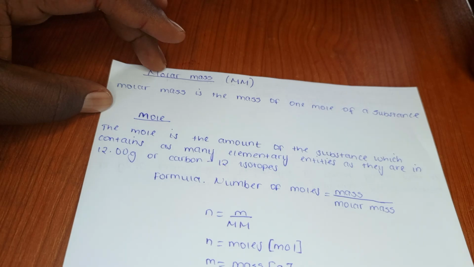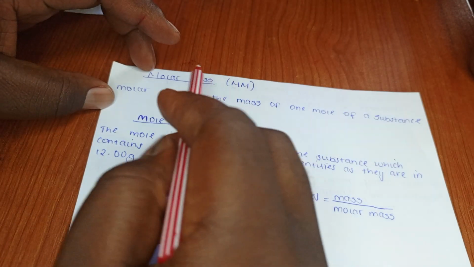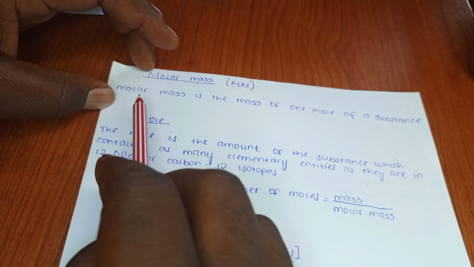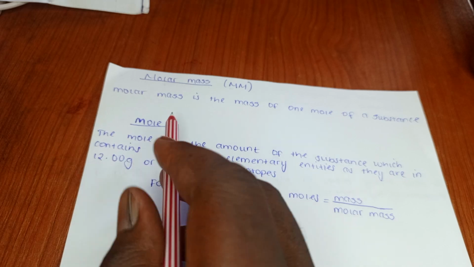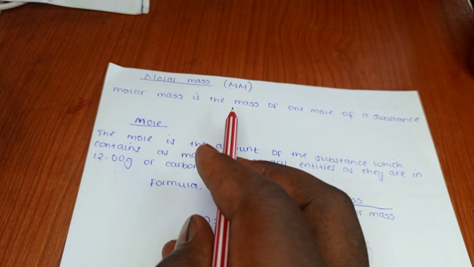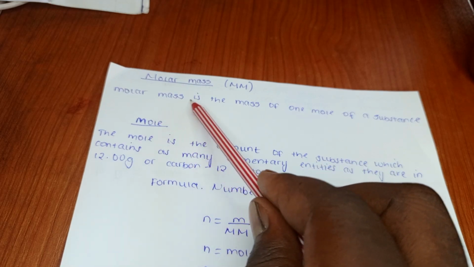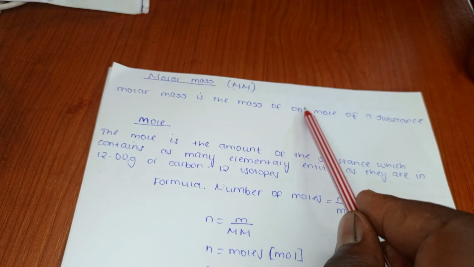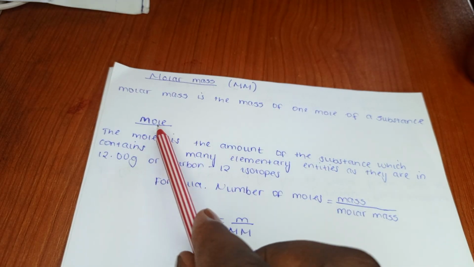So I'll start with the molar mass, which is Mm. Talk about molar mass. Sometimes in fact they can ask you to define the word molar mass. So molar mass is the mass of one mole of a substance. As you can see the definition from here, a molar mass is the mass of one mole of a substance. So talk about the number of moles.